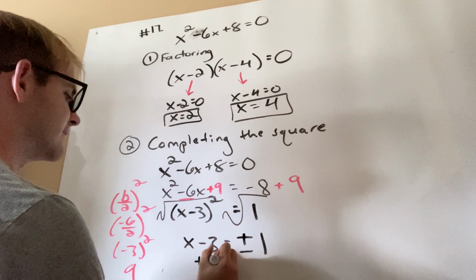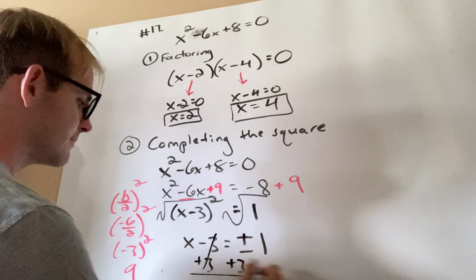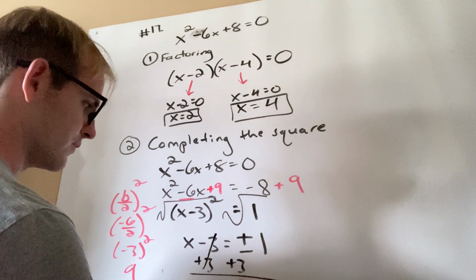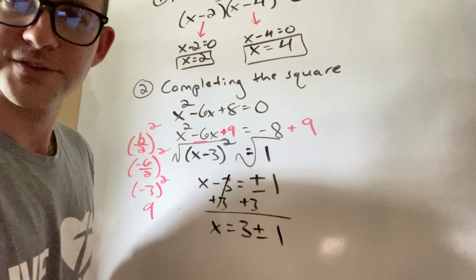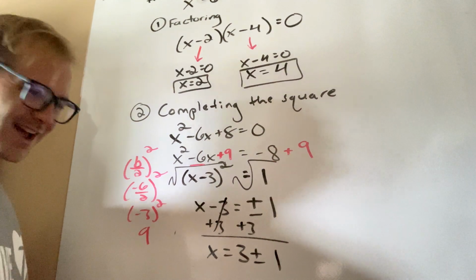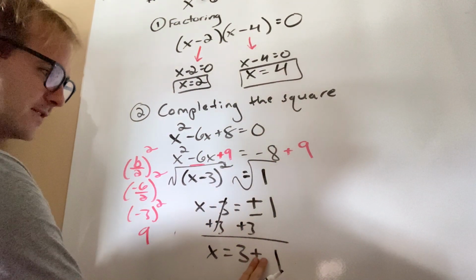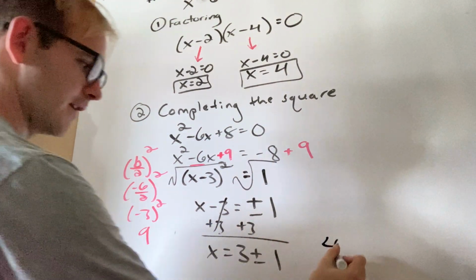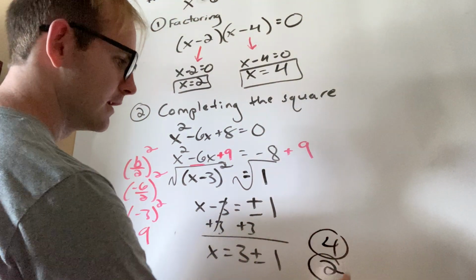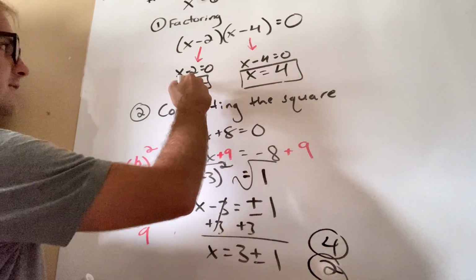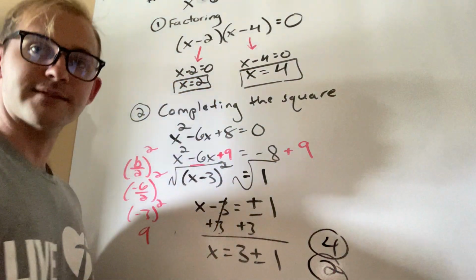And then what I'm going to do is add 3 to both sides. So 3 plus or minus 1. In order to actually figure that out, well, let's do the plus first. What's 3 plus 1? 4. And what's 3 minus 1? 2. Oh my gosh. Are those the same answers that I got from factoring?